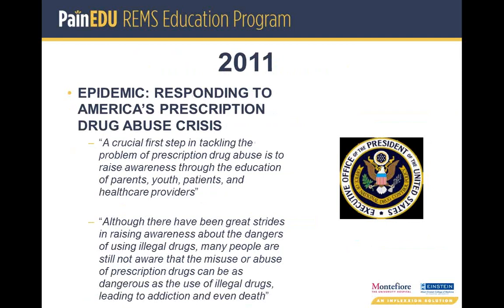So, the decade happened, and we found ourselves in 2011 with a response from the White House declaring that the United States was facing an epidemic, and they came out with a report called Responding to America's Prescription Drug Abuse Crisis. They acknowledged the statement below: although there have been great strides in raising awareness about the dangers of using illegal drugs, many people are still not aware that the misuse or abuse of prescription drugs can be as dangerous as the use of illegal drugs, leading to addiction and even death.